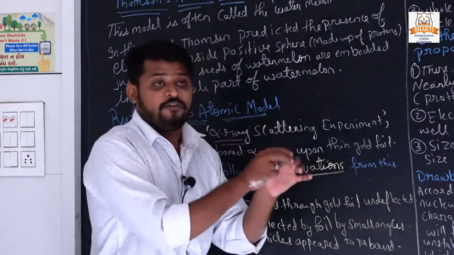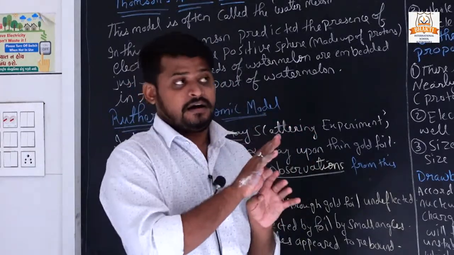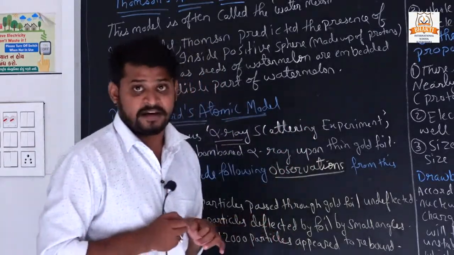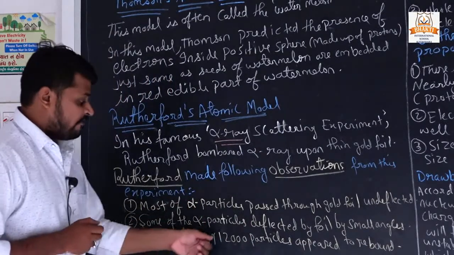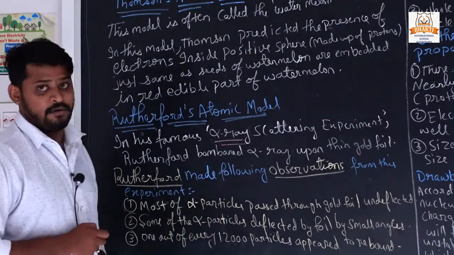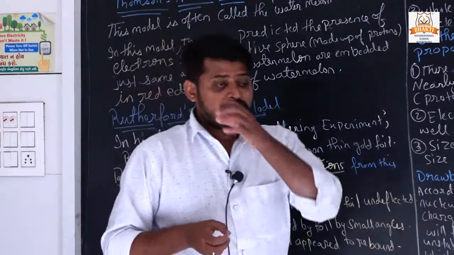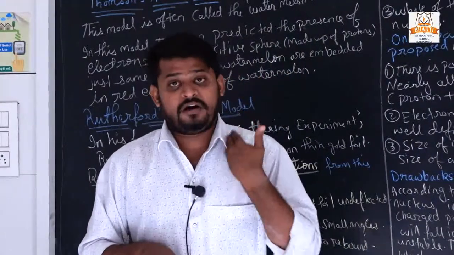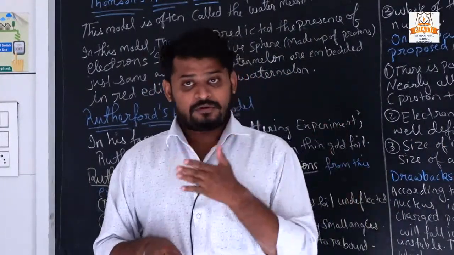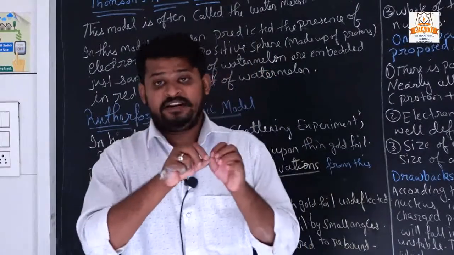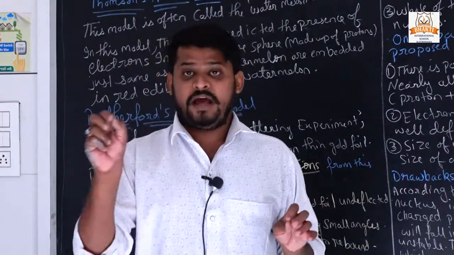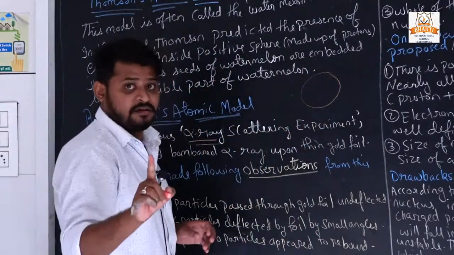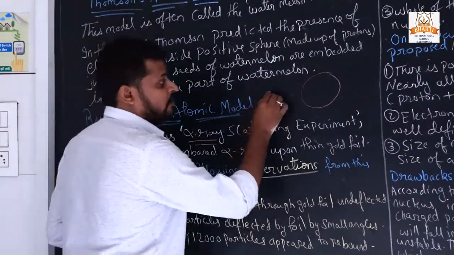This means that in the gold foil, in a whole atom, some places are filled with charged particles. One out of every 12,000 particles appeared to be rebound. When alpha rays are passed, most of the rays pass through the gold foil. Some are deflected at a small angle, but in every 12,000 alpha rays, one will be rebound.